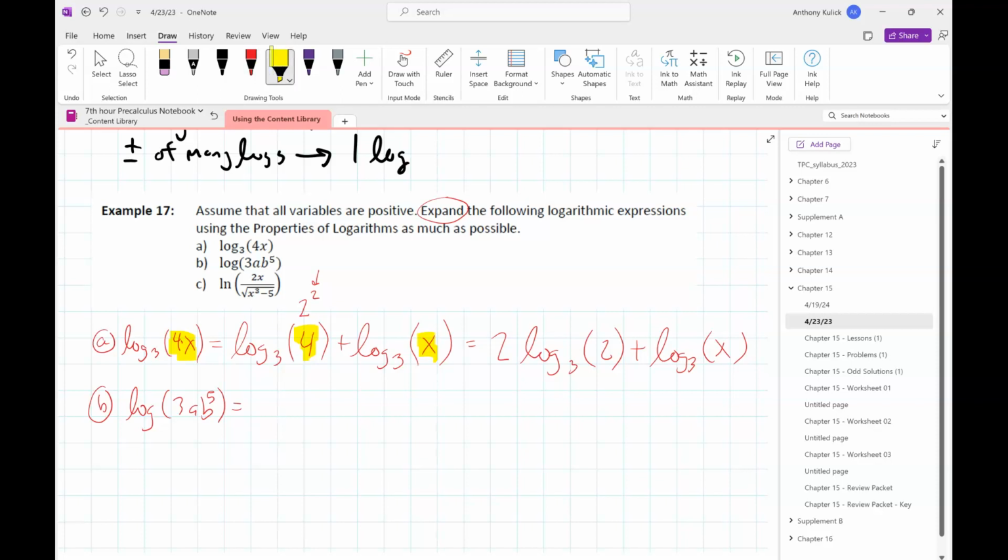Again, new problem. I start by looking inside the logarithm. Do we see any quotient properties going on? No, Mr. Kulik, there's no division. Okay. Do we see any product properties going on? Well, yes, Mr. Kulik. How many product properties? Should be 2, because I see multiplication in between the 3 and the a, and in between the a and the b to the 5th.